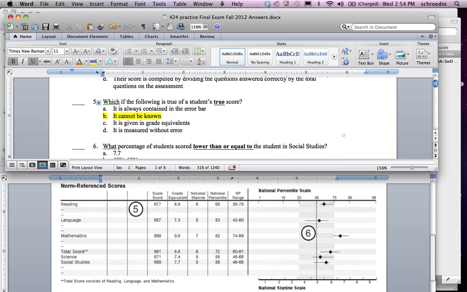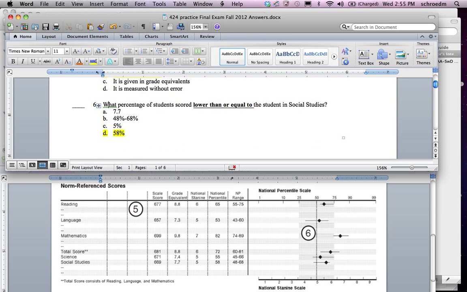Next one, which of the following is true of a student's true score? Well, it's not always on the error bar, because sometimes, I gave the example in class, a monkey could get them all right. They would be up here, even though they don't know anything about language or math. And we would assume, if their true score was always on the bar, that their true score is somewhere up here, when in fact their true score would be down here. So the only true statement here is that it cannot be known. It's not given in grade equivalence. It is not measured without error.